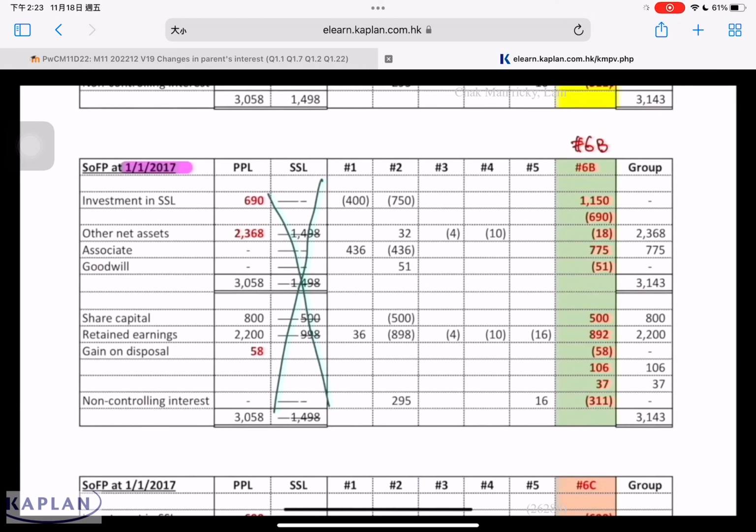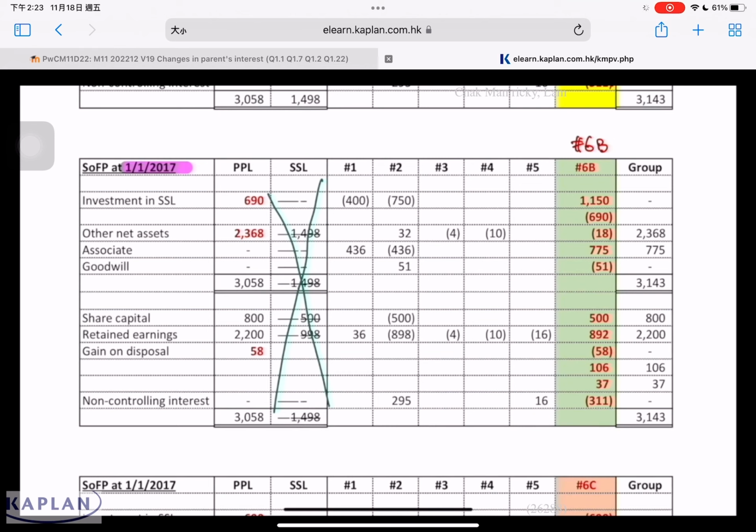This is entry number 6B. This entry is to reverse whatever we have passed. We have credited 400, 750. Now you must have an entry to reverse whatever entry you have passed. This 690 is to take out the 690 from the parent, because the 690 has now become associate. We take out the 690 and transfer to associate. This $18 is to reverse the entry we passed at the group level, and this 775 becomes investment in associate. This 51 is to reverse the entry we passed earlier on, entry 1 to number 5. The 58 is to reverse the gain at the group level, because at the group level the gain is not 58, the gain should be 37. We take out the 58, we put in the 37. Then this is a post gain shared by the parent.